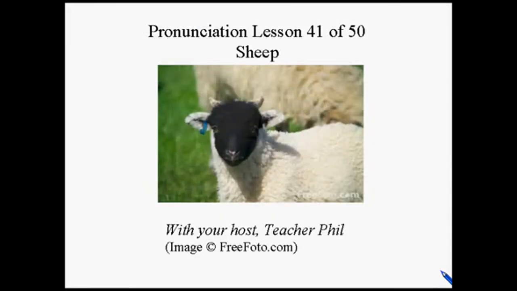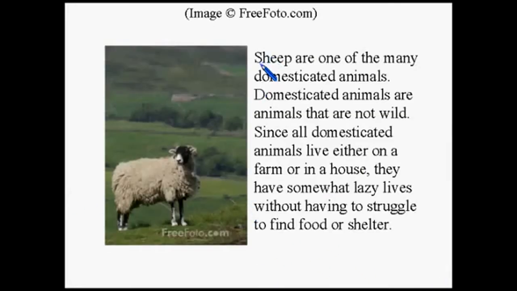Pronunciation Lesson 41 of 50. Sheep. Sheep are one of the many domesticated animals. Domesticated animals are animals that are not wild.